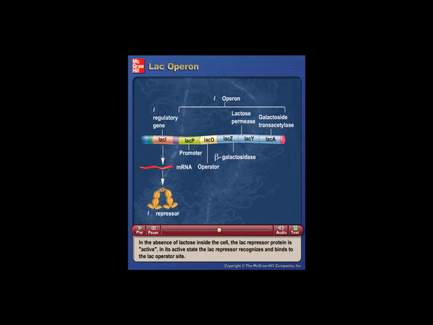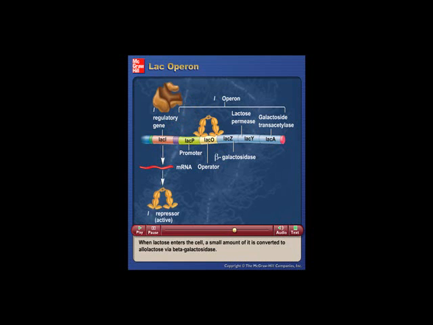In the absence of lactose inside the cell, the lac repressor protein is active. In its active state, the lac repressor recognizes and binds to the lac operator site. When the lac repressor is bound to the lac operator site, RNA polymerase is prohibited from recognizing the lac promoter, and the LacZ, LacY, and LacA genes are not transcribed.